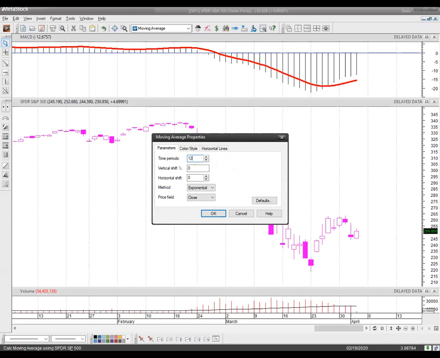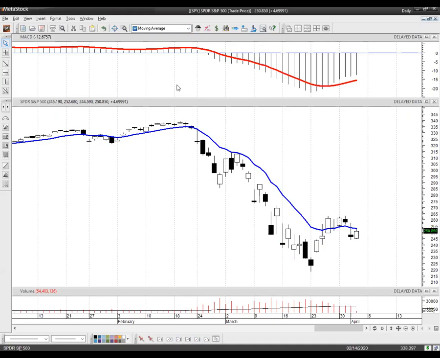We're going to make this a 12-period exponential moving average based on the close. I'm going to go with blue here, and make it a little bit thicker just so you can see it on your screens a little bit better. We'll click OK, and there you've got that.